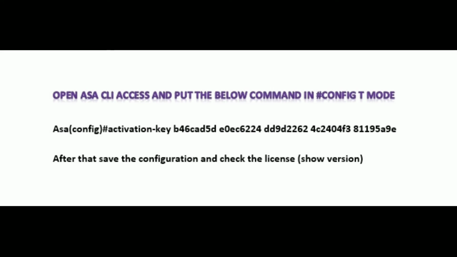Now go to the CLI access of the ASA and, in configuration mode, enter the command activation-key and paste the code received from the licensing team. Now save the configuration and check by using the command show version. The license is enabled.